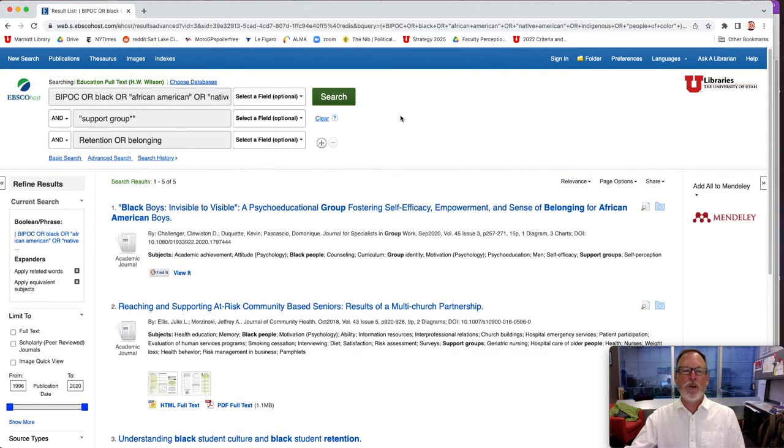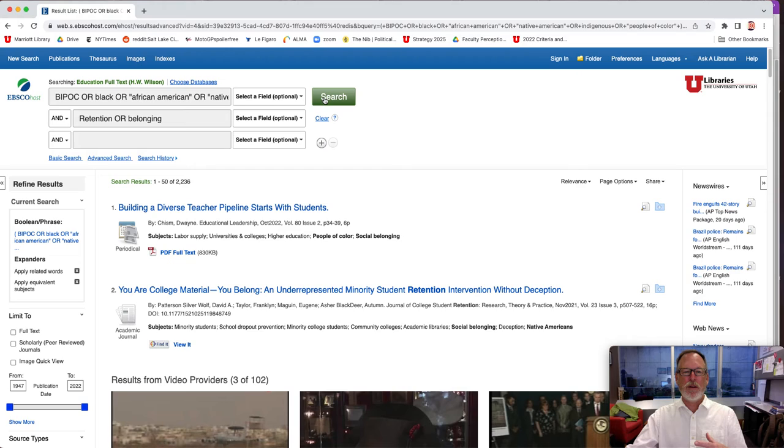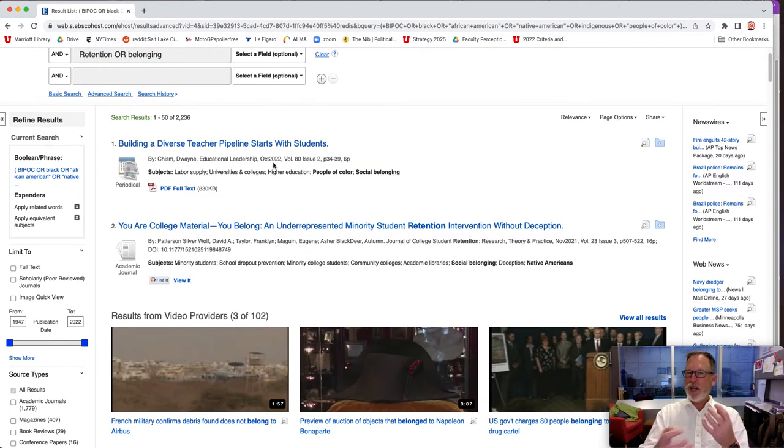One thing that I would encourage you to do is say, well, are we looking for retention and belonging specifically as an outcome? Maybe taking out support group would be an answer to seeing what are other ways it's being talked about. Because all of a sudden it opens up. So mixing and matching the keywords or omitting them and seeing what's out there in that field of study.